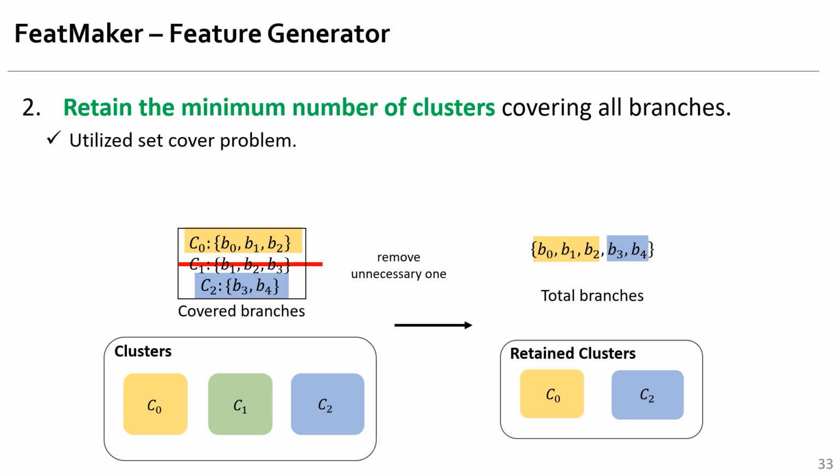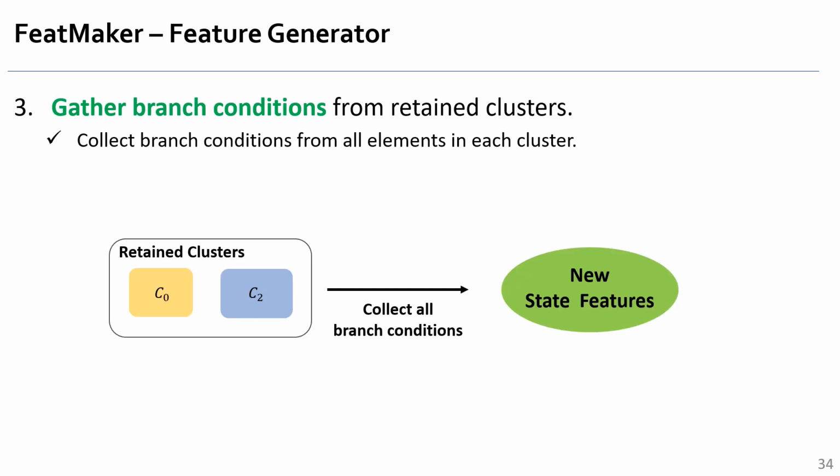And as many students know, the set cover problem is NP-complete, so it is hard to find the exact answer, so we use a greedy approach for this step. And then, by collecting all branch conditions from the remaining clusters, FeatMaker finally generates new state features for the next iteration.